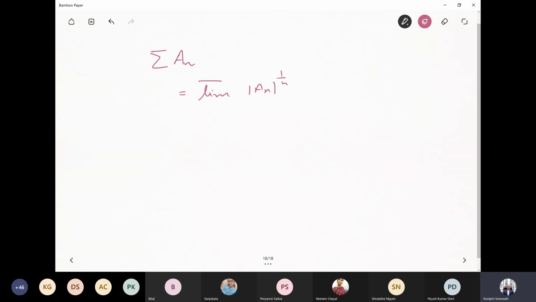call this as maybe alpha. So if alpha is less than 1, the series converges absolutely. If alpha is greater than 1, the series diverges.